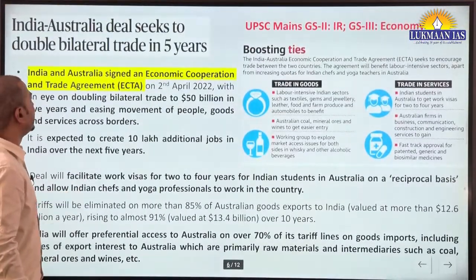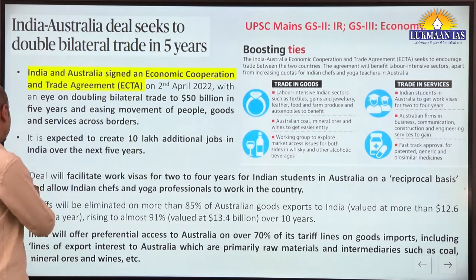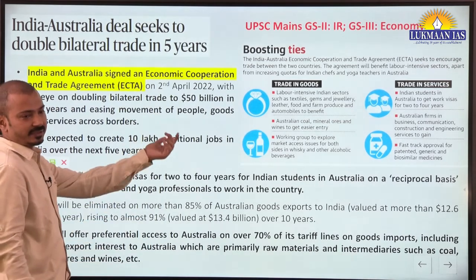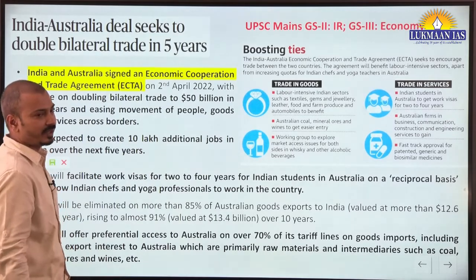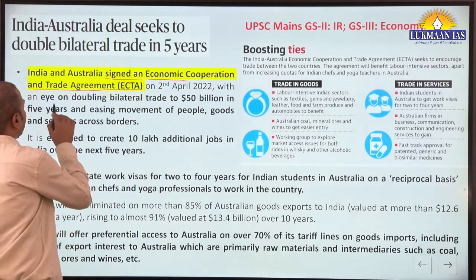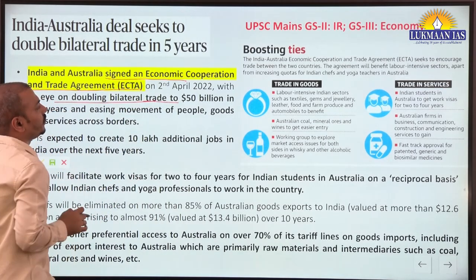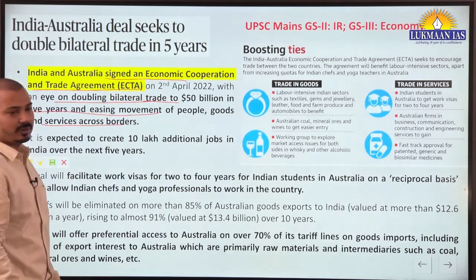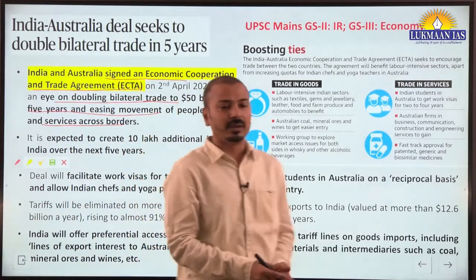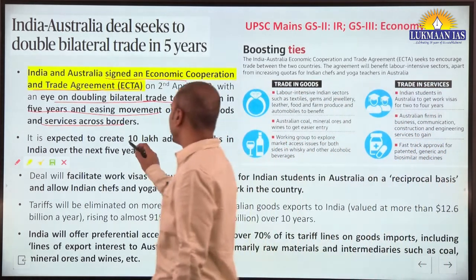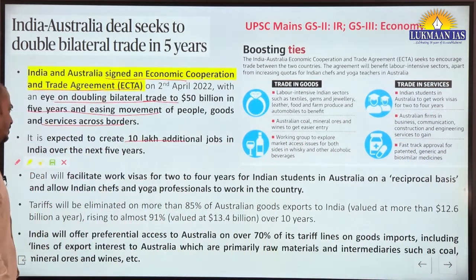Then next is India-Australia deal seeks to double bilateral trade in 5 years. So this is, let's say, an early deal than the expectation. We were expecting it by the year end 2022, but yes, we have signed this economic cooperation and trade agreement, and the aim is doubling the bilateral trade to $50 billion in 5 years, easing movement of people, goods and services across the border. So it not only focuses on people, but also goods as well as services. Okay, it is expected to create 10 lakh additional jobs in next 5 years in India.